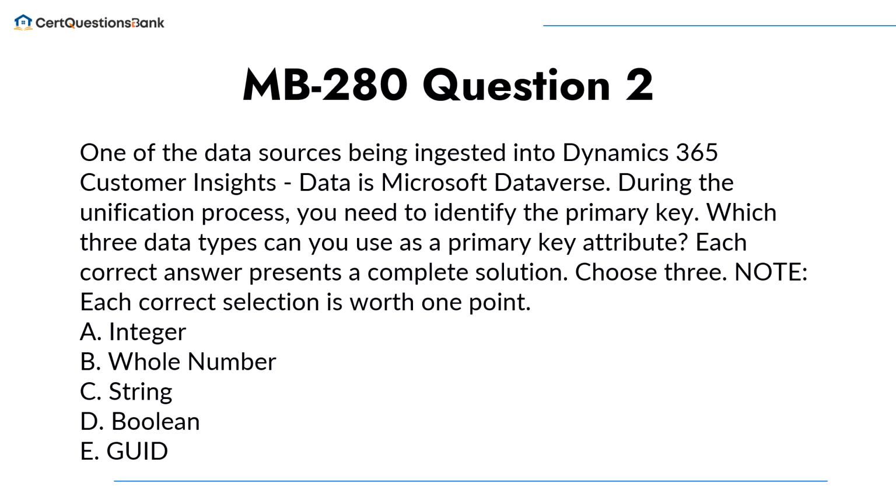One of the data sources being ingested into Dynamics 365 Customer Insights data is Microsoft Dataverse. During the unification process, you need to identify the primary key. Which three data types can you use as a primary key attribute? Each correct answer presents a complete solution. Choose 3. Note: each correct selection is worth 1 point. A. Integer. B. Whole number. C. String. D. Boolean. E. GUID.